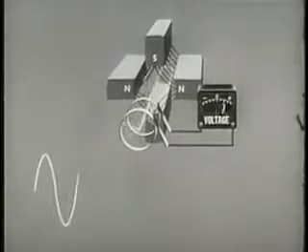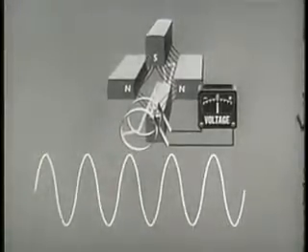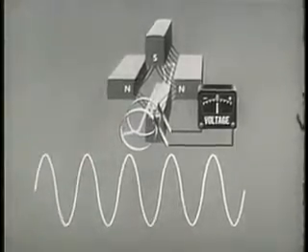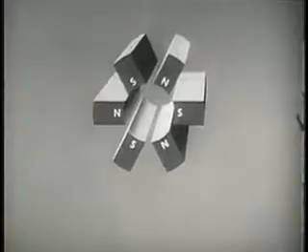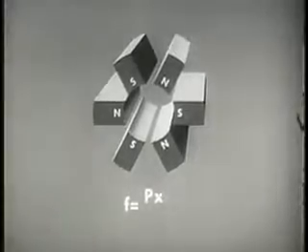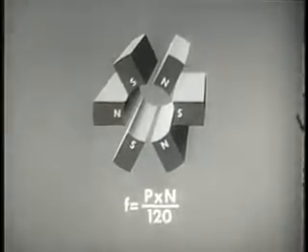The relationship between mechanical and electrical degrees depends on the number of poles in the generator field. In a 4-pole field, we saw that 360 mechanical degrees equals 720 electrical degrees, a ratio of 1 to 2. In a 6-pole field, the ratio is 1 to 3, and so forth. The formula for frequency in an AC generator can be expressed as follows. F, which is frequency in cycles per second, equals P, the number of poles, times N, revolutions per minute, over 120.